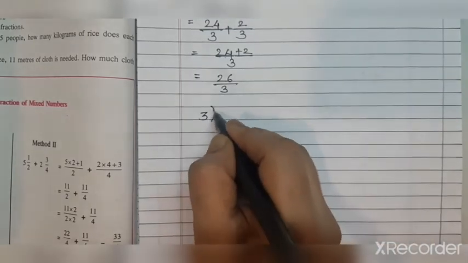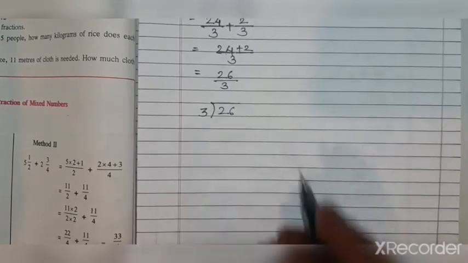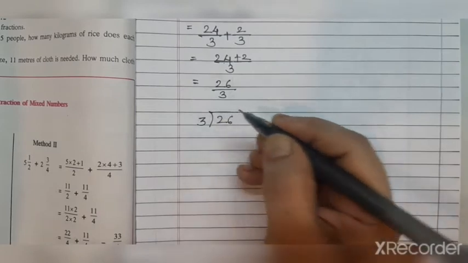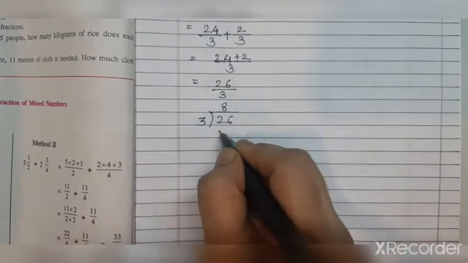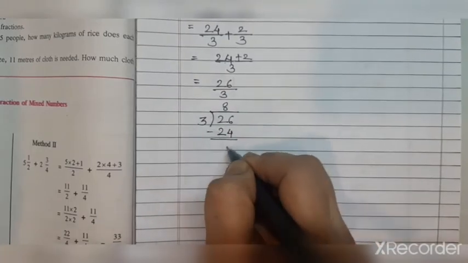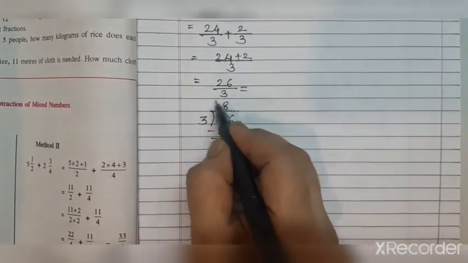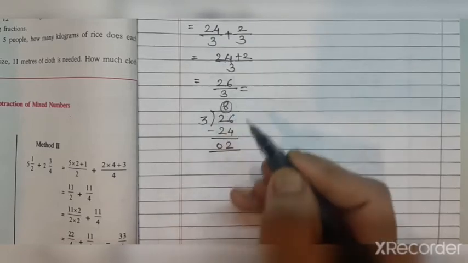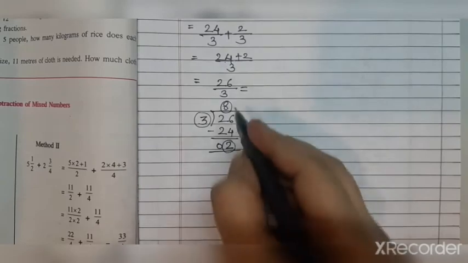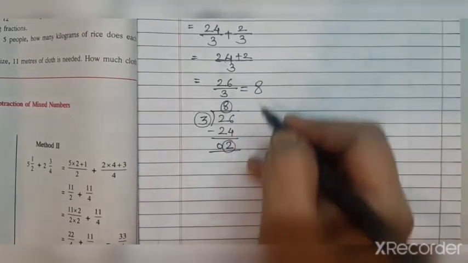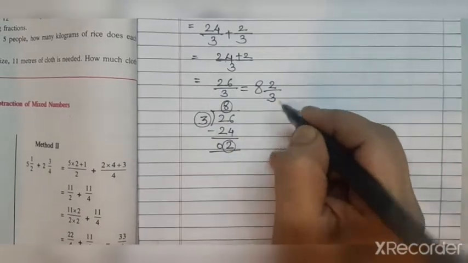So 26 divided by 3. How many 3s will we take here? Yes, 3 8s are 24, 3 9s are 27, which we cannot take. So 3 8s are 24. Subtract. So what do we get as the answer here? 26 divided by 3. This is the quotient, this is the remainder, and this is the divisor. I had told you all in practice set 9 how to write quotient, remainder upon divisor. So the answer is 8, 2 upon 3.